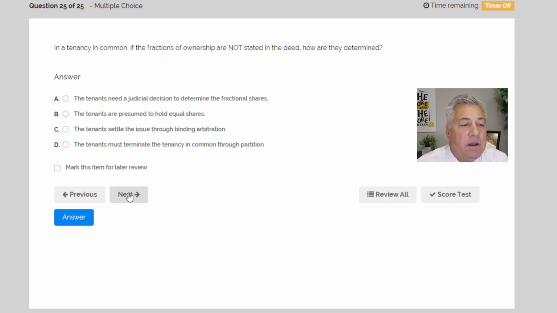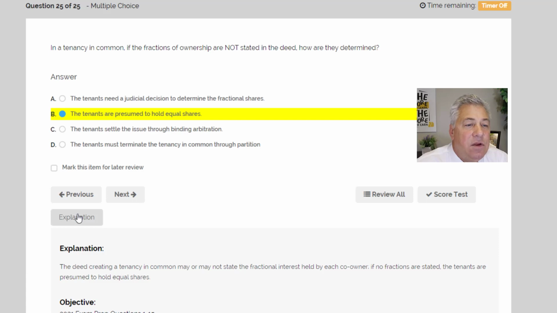And your answer is the tenants are presumed to hold equal shares. A deed creating a tenancy in common may or may not state the fractional interest held by each co-owner. If no fractions are stated, the tenants are presumed to hold equal shares. With a tenancy in common, you can have unbalanced ownership. One person owns 30%, another person owns 40%, somebody else has 20%. You can have that. But that would be stated in the deed, the fractional ownership interest. If no fractions are stated in the deed, the tenants are presumed to hold equal shares then.